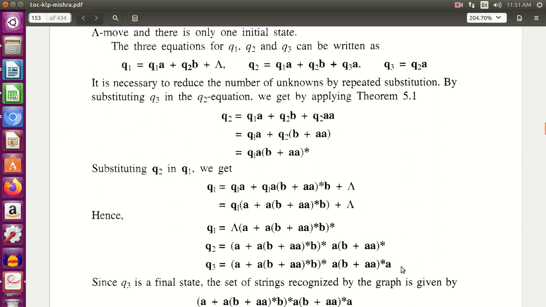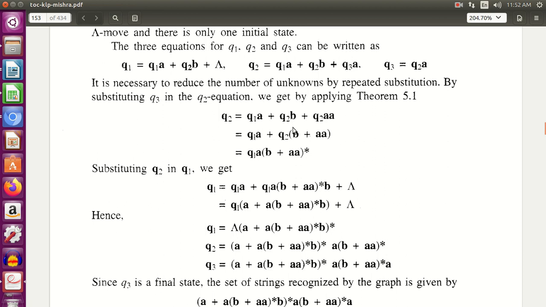Two things you have to keep in mind. We are solving for the final state. You might ask how to understand when to replace which value in the equation with what. Basically, we started with this equation because this was our motive. We wanted to get the value for q3. Now for q3 we get q2a. Again, the value should be in terms of only a's and b's, so it depends on q2. So I should solve for q2 first.